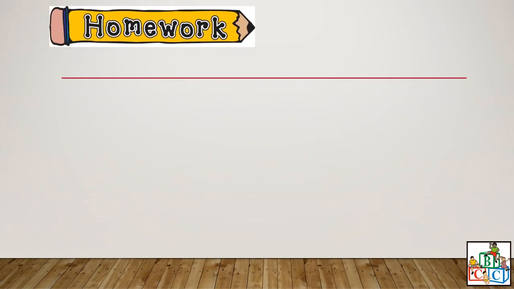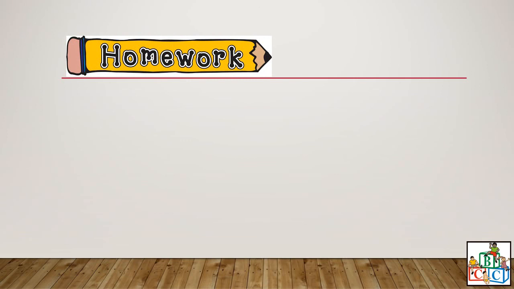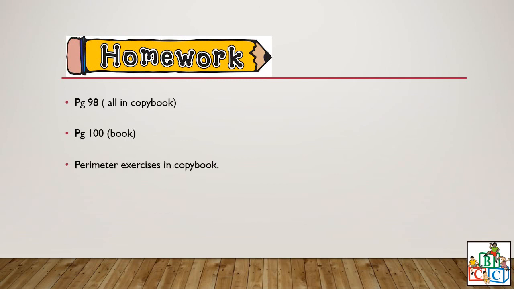Okay children, so that's all for today. Perimeter, some homework. Page 98, all in your copybook. Page 100 in your book. It's about perimeter. You're going to see if you have space in your book to do all the sums. And then some perimeter exercises in your copybook.